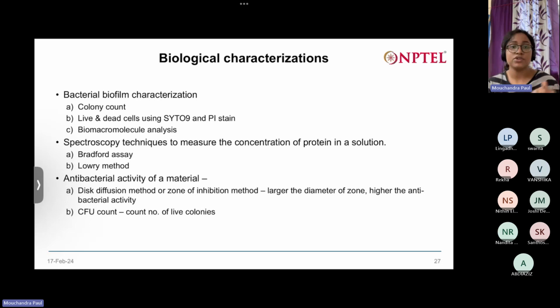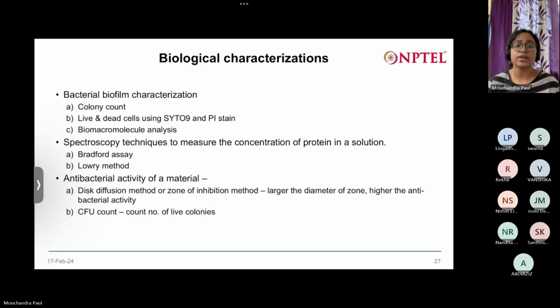Then there is another dye that is called propidium iodide, PI. Propidium iodide penetrates the dead cells whose cell membrane has been damaged. Okay, so only the dead cells get stained by PI, and it gives a signature red color fluorescence under the microscope. So in this way, we can visualize the distribution of live and dead cells within a biofilm, or the live and dead mammalian cells over the surface of or within the bulk of a biomaterial.